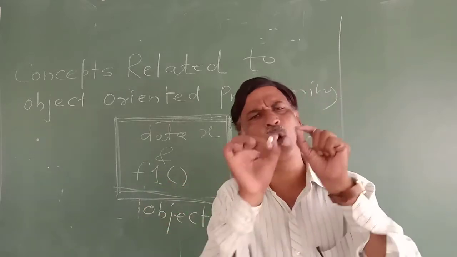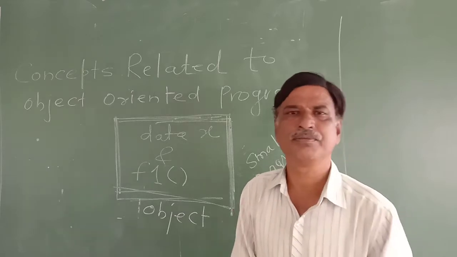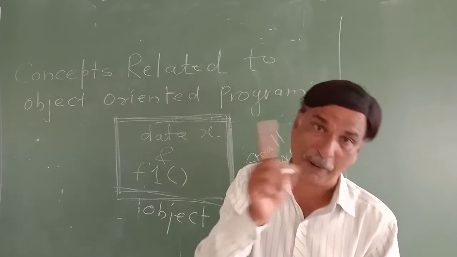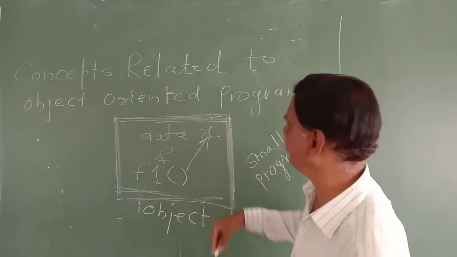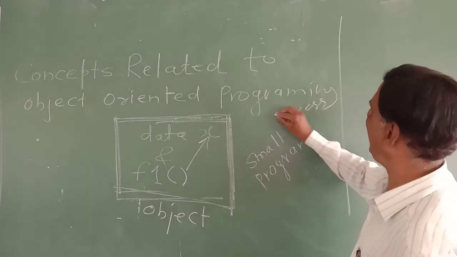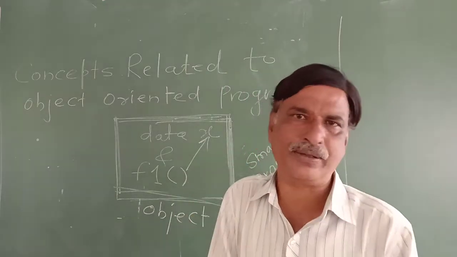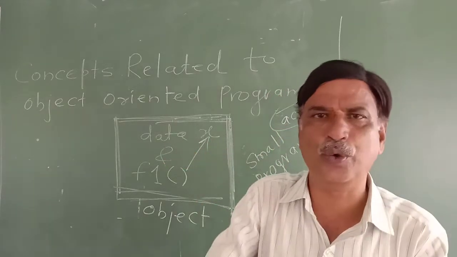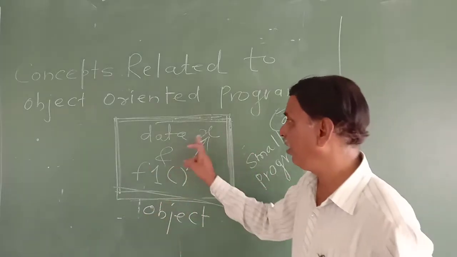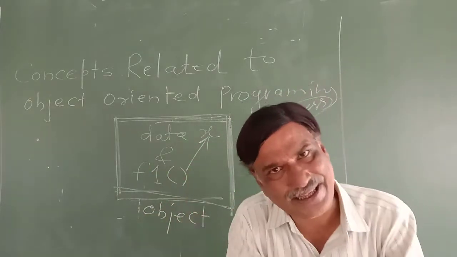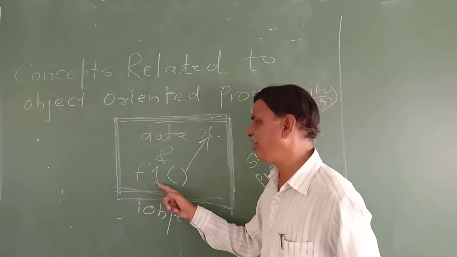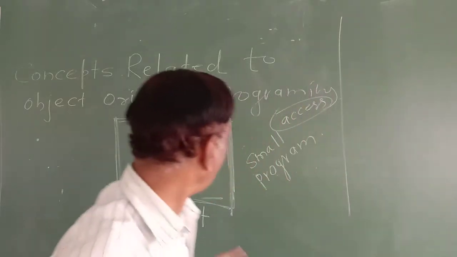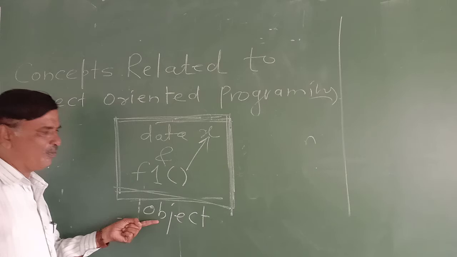So this function alone has the rights, the authority, the permission to access the data. What do we mean by access? Access means to manipulate it. So the data x, whether x is equal to 5, 10, 15, whatever x is, it can be processed by function f1 only, that is program f1 only. That's why it is called an object.